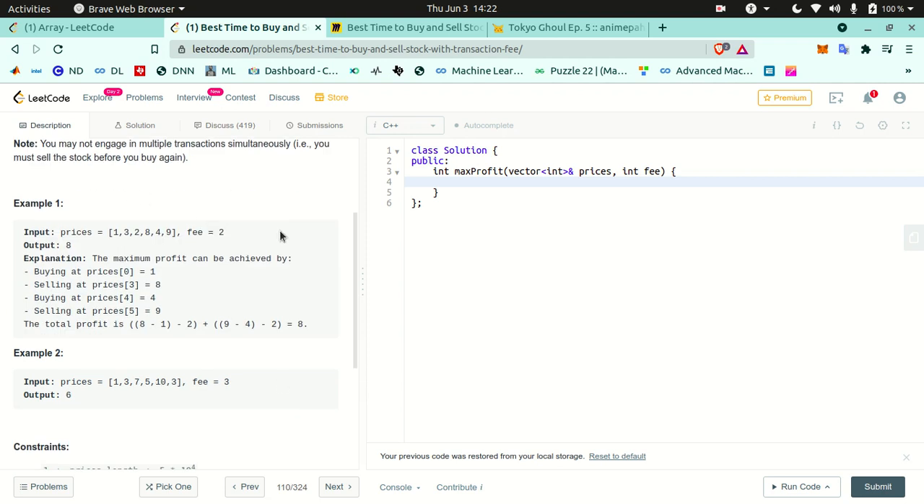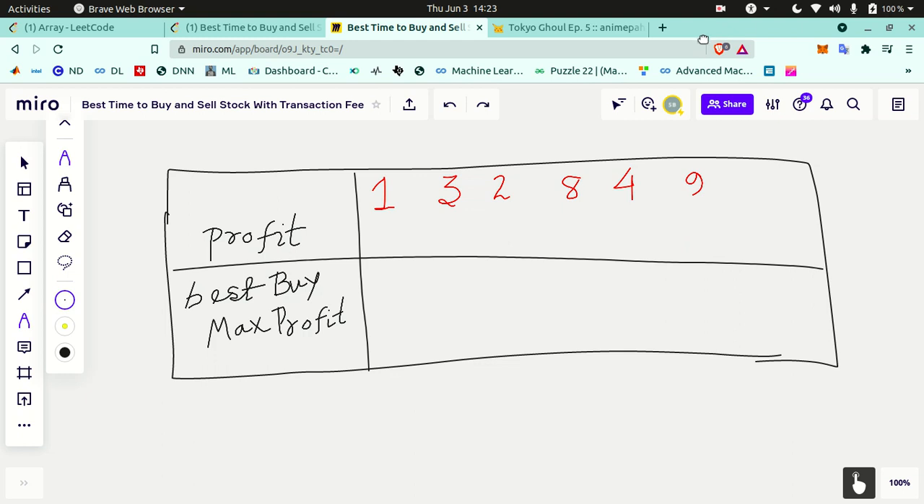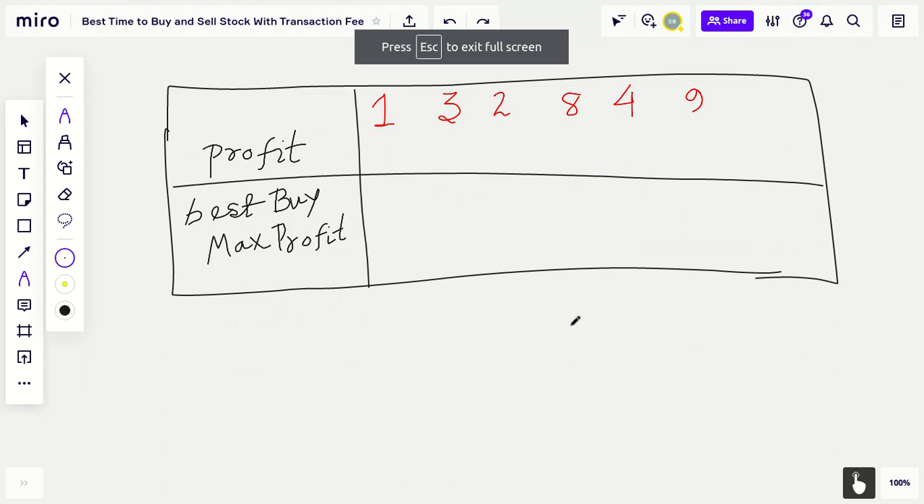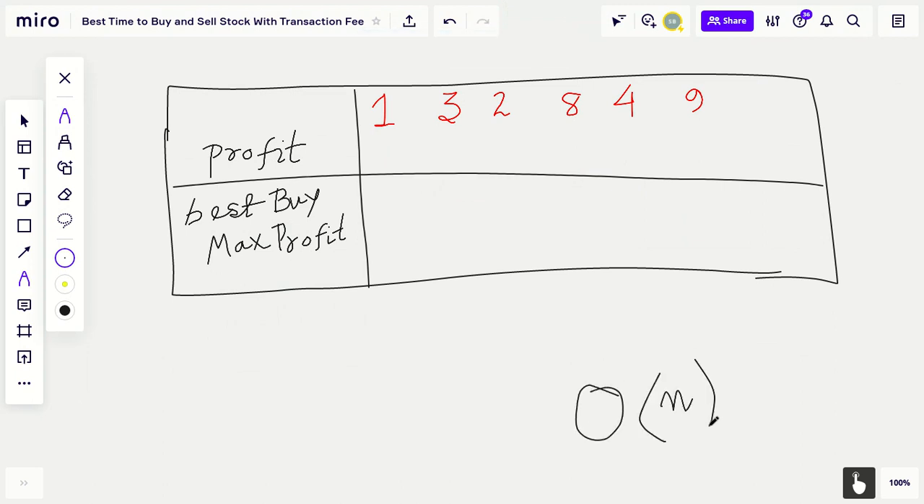There is a certain trade-off: if you increase the number of transactions, and if the transaction fee is very high, then there is a probability that you may run at a loss. But obviously, the more the transactions, the more the profit. So there is a certain trade-off, and we have to somehow tackle this one. It's not going to be very hard, but still it is a medium problem, so let's pay due respect to it and solve this problem in linear time complexity, that is big O of n.